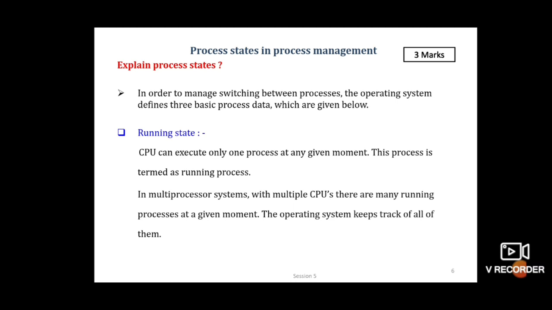A program which is in execution is called a running process. In a multiprocessor system with multiple CPUs, there are many running processes at a given moment. The operating system keeps track of all of them. Means if one process is in execution, then what about the other processes?